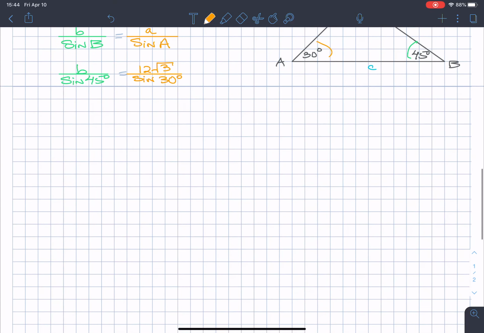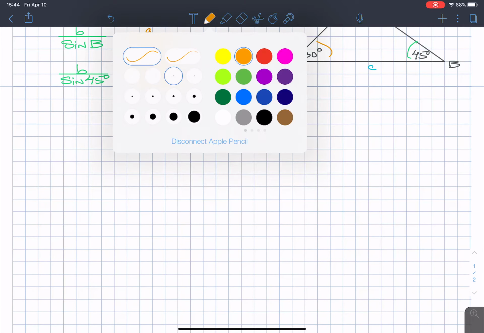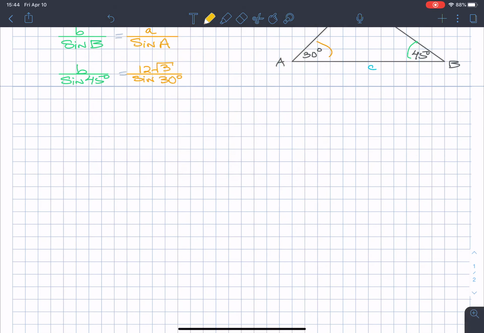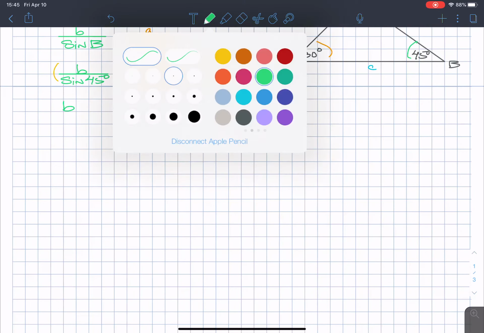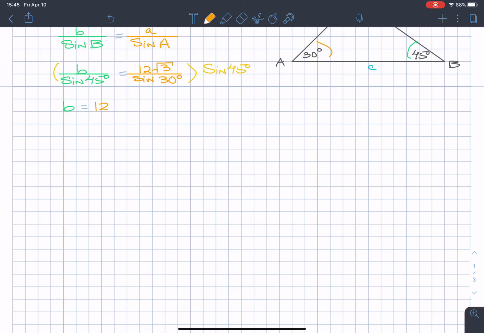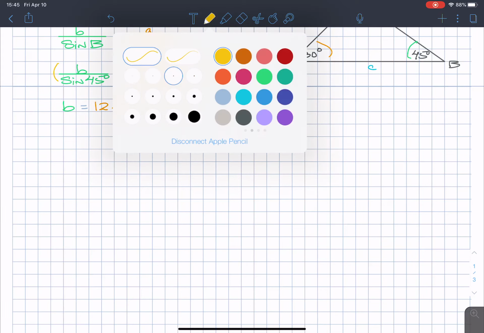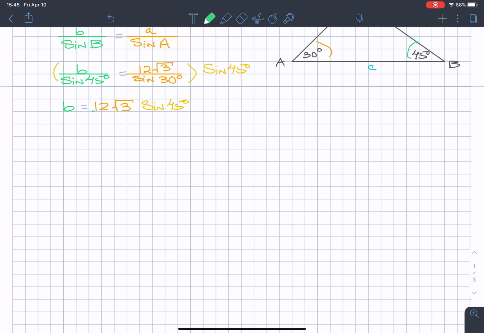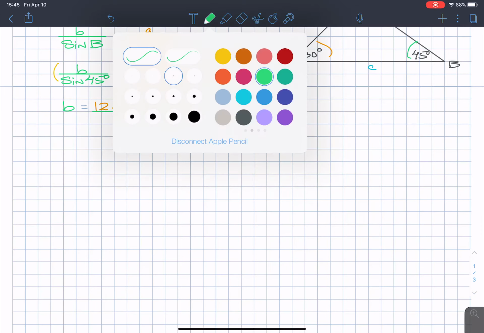Okay, so now should I cross multiply at this point? Sure, let's go ahead and cross multiply by sine of 45 degrees. So we get that little side B will be equal to 12 times the square root of 3 times sine of 45 degrees, all divided by sine of 30 degrees.